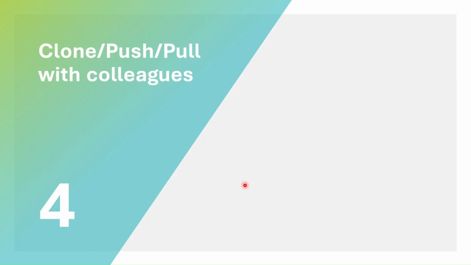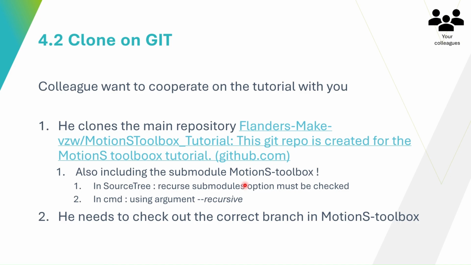Okay, so now that we see how to create our own model using some components from the Motion Toolbox, we will see how we have to deal with GitHub here, so to pull, push, and clone. We will also see how to work with colleagues using the Motion Toolbox. So let's start with the easiest things.